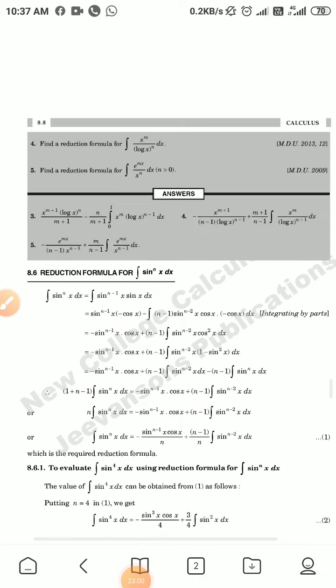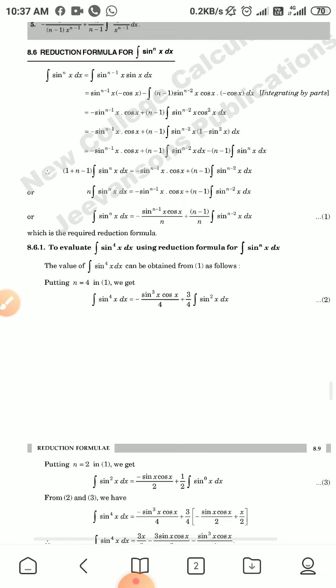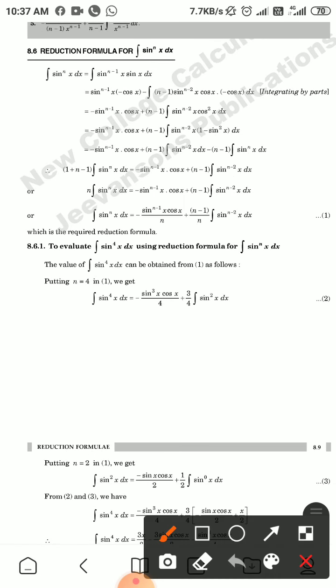Now next exercise, the reduction formula for integral sine raised to power n x dx. Integral sine n x dx can be written as equal to integral of sine raised to power n minus 1 x into sine x dx.